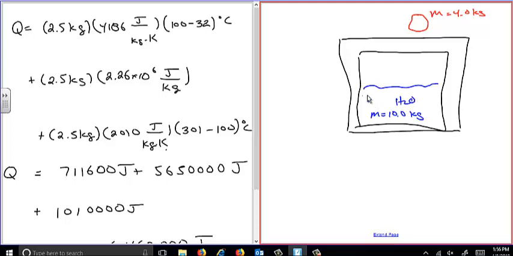Say that the initial temperature, so let's put a W for water, mass of the water. This is the mass of the object. The initial temperature for the water is 25 degrees C. And we need the specific heat. Specific heat of water is 4186 joules per kilogram Kelvin.